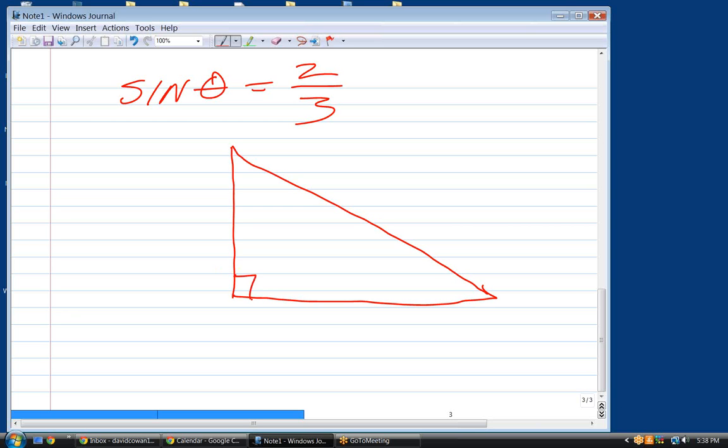Draw a right triangle, label theta, and now dimension it as much as you can. Which sides can I dimension? Hypotenuse and opposite. Okay, so the opposite has to be 2 and the hypotenuse 3, and now using the Pythagorean theorem I can figure out this side. What's that side? It's going to be square root of 5.